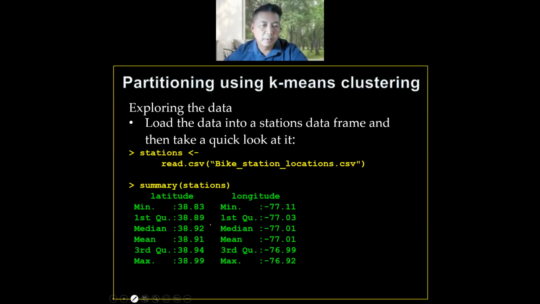This one. So this is the name of your file. And what happened is that I will read the CSV file, and then I store it in the station here. So this is the command to read your file.